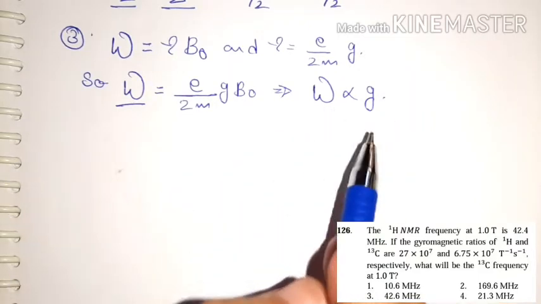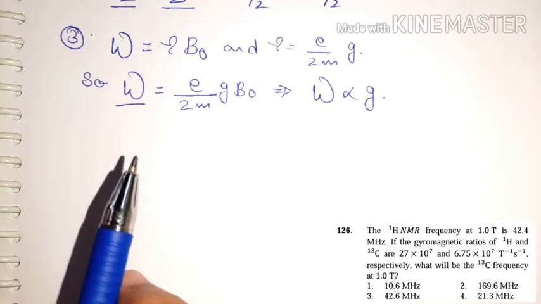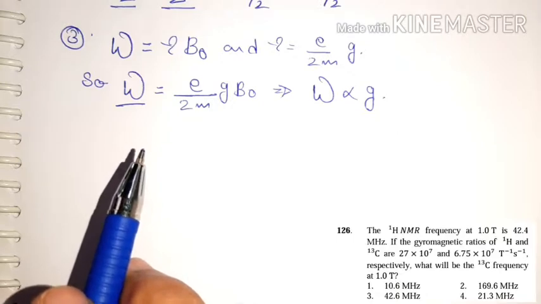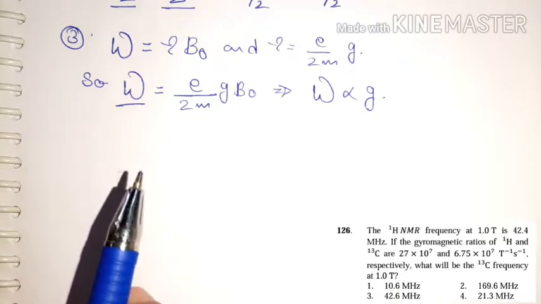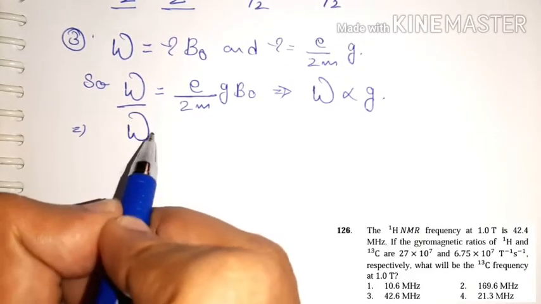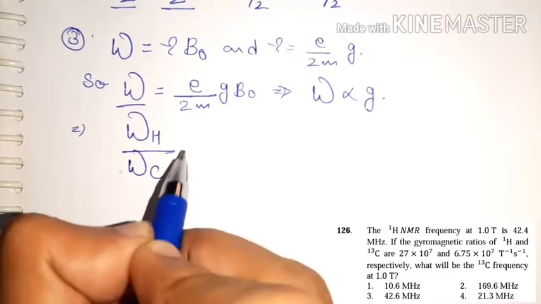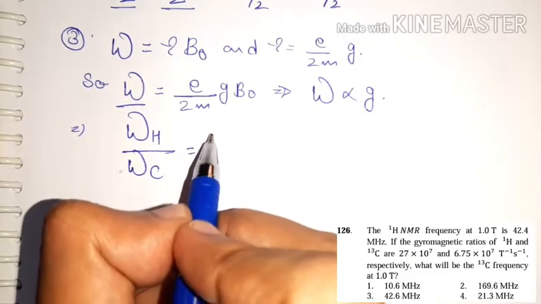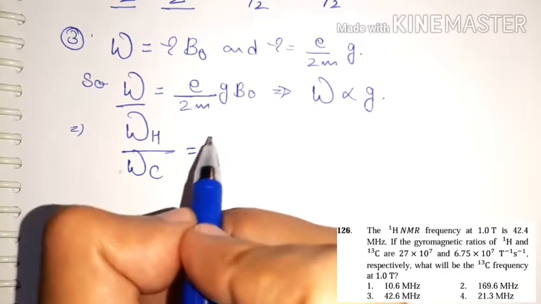Okay, omega is directly proportional to G. In this question we have two species, so two frequencies: omega related to your 1H and omega related to your 13C, and you must find the omega related to your 13C. From this relation we conclude that the ratio of the frequencies of hydrogen and carbon will be equal to the ratio of their respective gyromagnetic ratios, that is G of H and G of carbon.